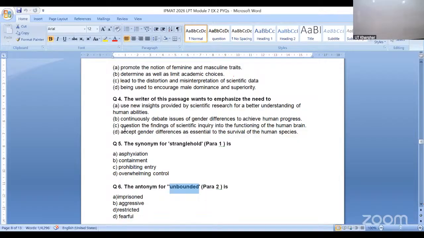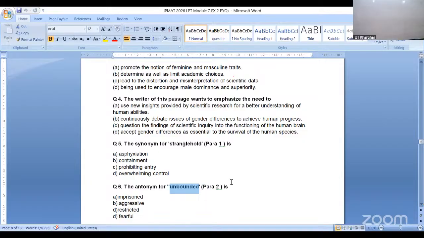The writer of the passage wants to emphasize the need to do what? So A says use new insights provided by scientific research for better understanding of human abilities, right? B says continuously debate issues of gender differences to achieve human progress. So is the author saying that you should continue debating these issues? No, right? C says question the findings of scientific inquiry. The author doesn't question the findings, right? So this is very important. D says accept gender differences are essential for survival of the human species. So does that come out from the data? No. So only A, right? So use the insights of the scientific research to understand human capabilities and move away from the bias.